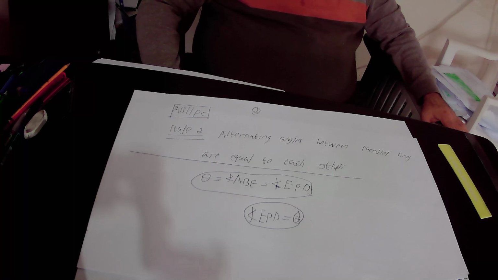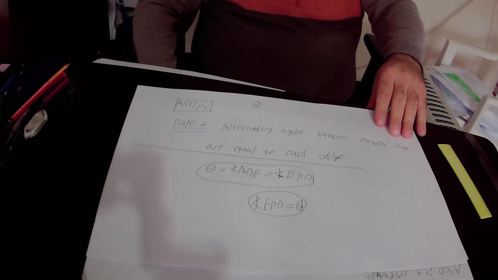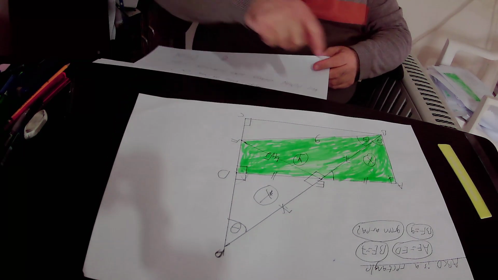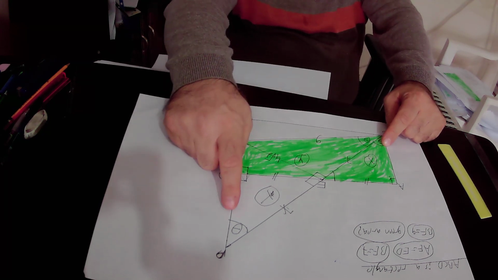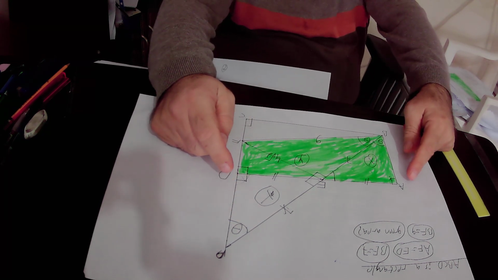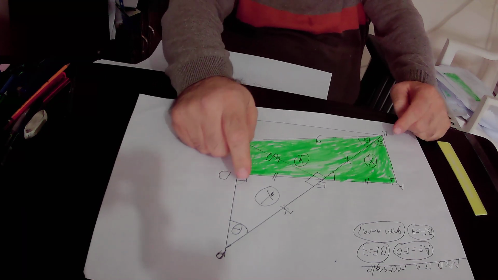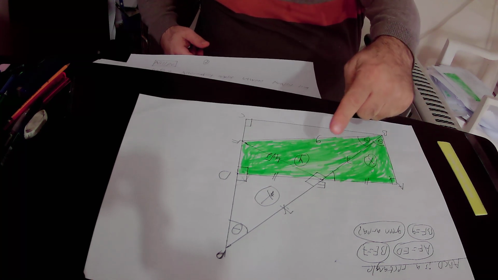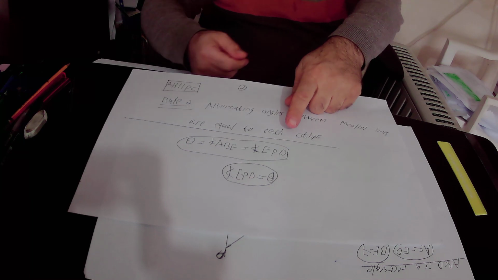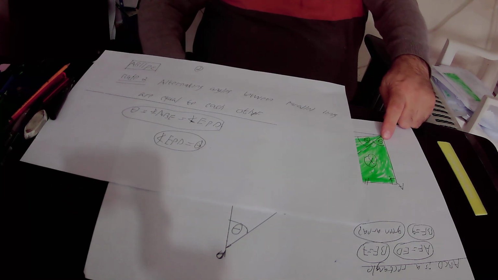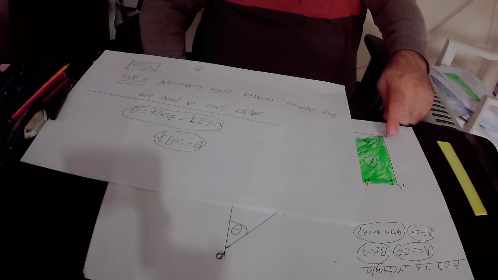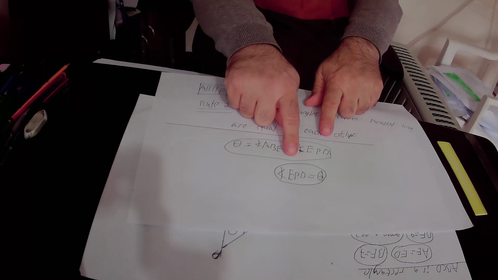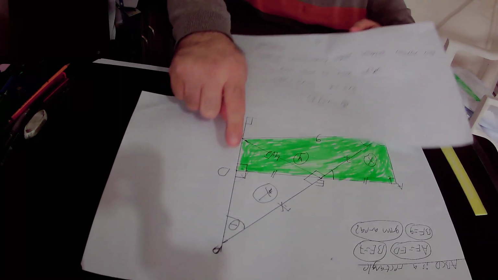So those two angles are defined as alternate angles and they are located between the parallel lines AB and PC, therefore they are equal to each other. That is to say, angle ABE equals angle EPD, but according to what is given in the question, angle ABE equals theta. From this equality we conclude that angle EPD also equals theta, so this angle equals theta.